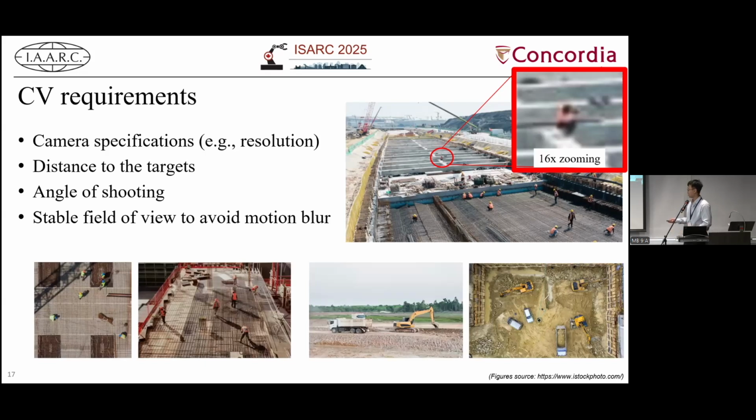So still with the example of activity recognition, we don't want a top-down view if we want to capture the activities of the workers. So we want a good angle of shooting. And also we don't want a side view, which may have occlusions. And lastly is a stable field of view to avoid motion blur. And this can be done by hovering the UAV. From our previous experience and some other works, hovering can provide the best result for activity recognition.